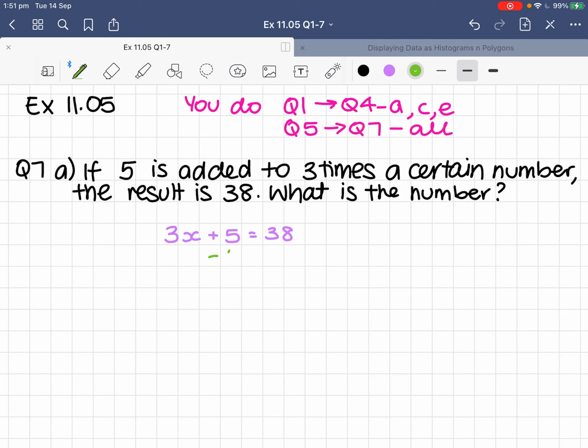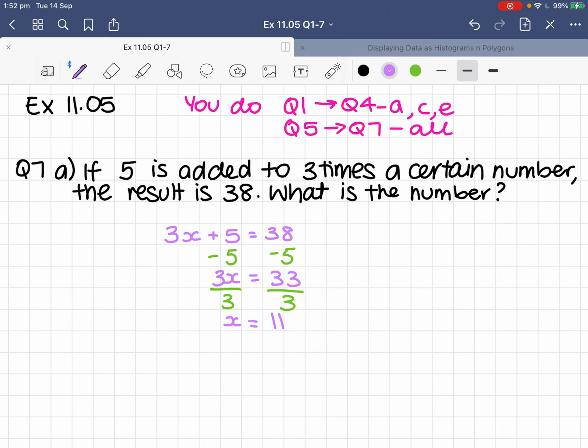So we want to get rid of the plus 5 first. So we subtract 5 from both sides. We're left with 3x equals 33. Then we want to get rid of the 3. So we divide both sides by 3 to get x equals 11. So now you just need to have a go at those questions.